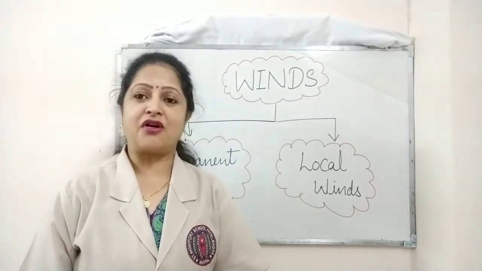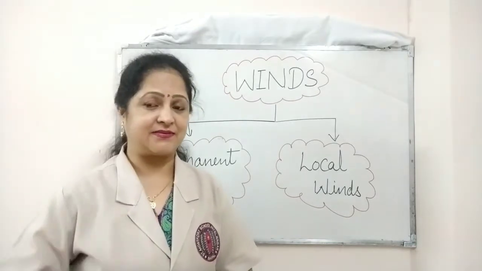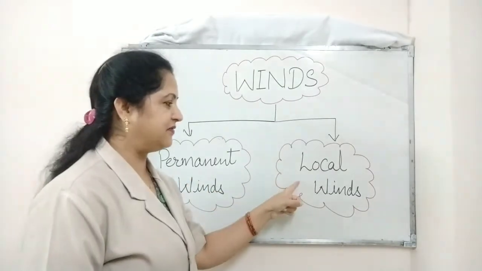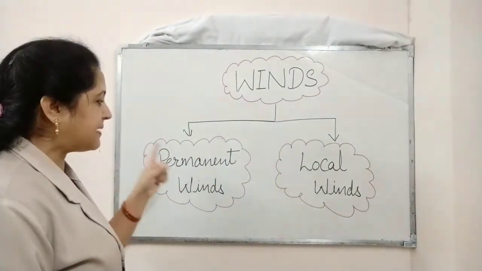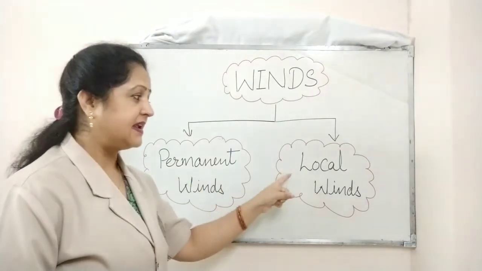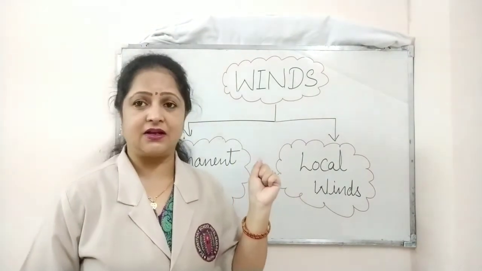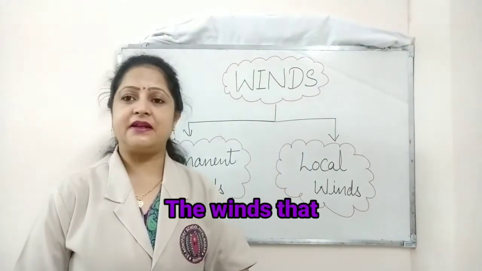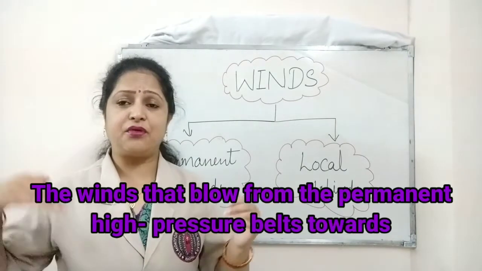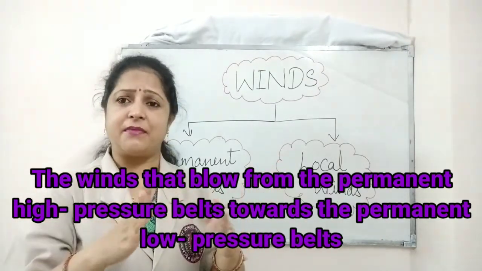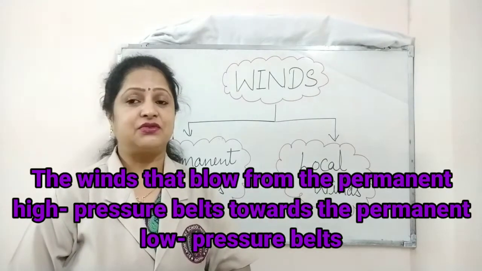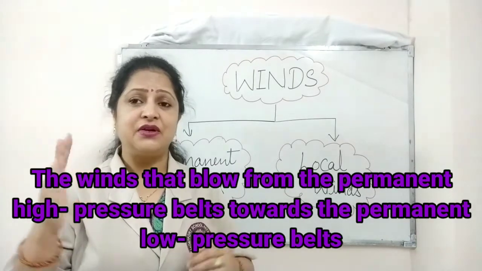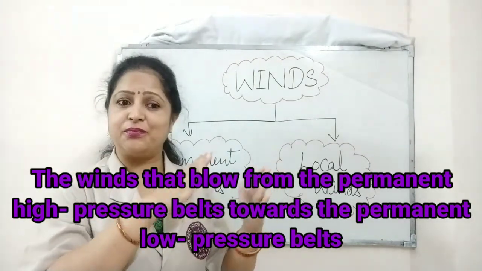Winds are broadly classified into 2 types, and these 2 types are permanent winds and local winds. First we will discuss the permanent winds. After that I will tell you about the local winds. So first of all, what are permanent winds? Permanent winds are the winds that blow in the same direction permanently throughout the year. These winds blow from the permanent high pressure belts towards the permanent low pressure belts.